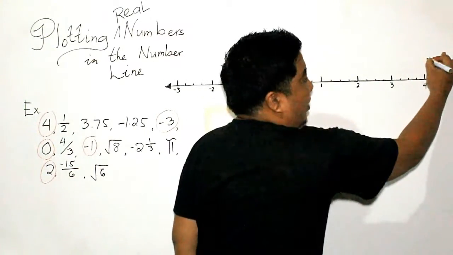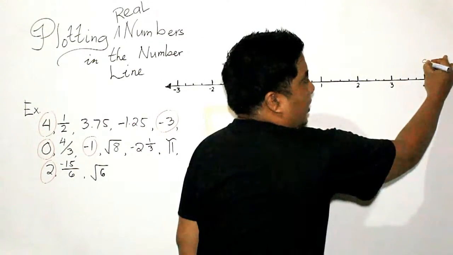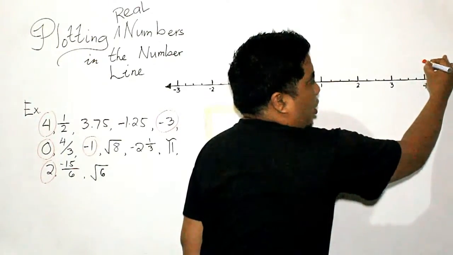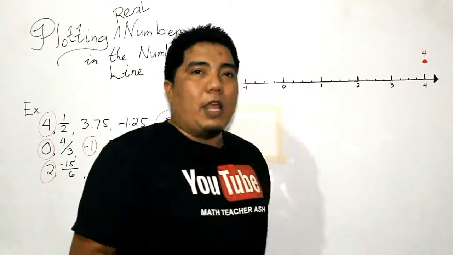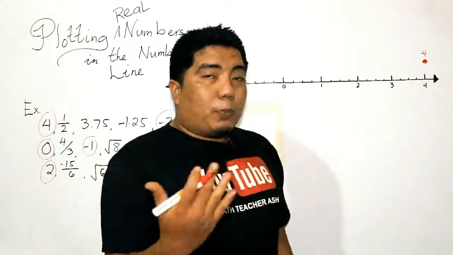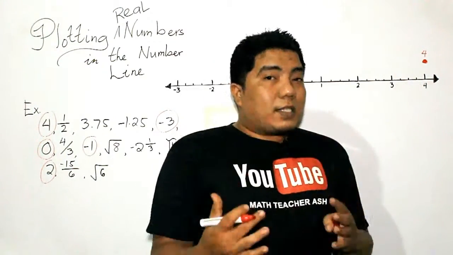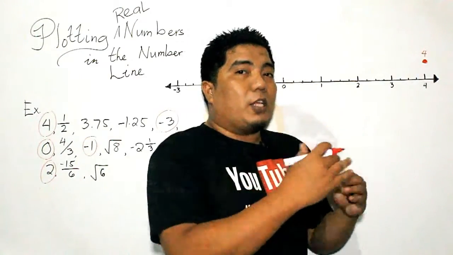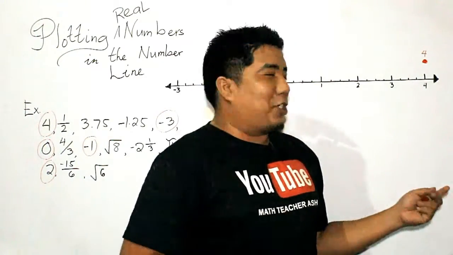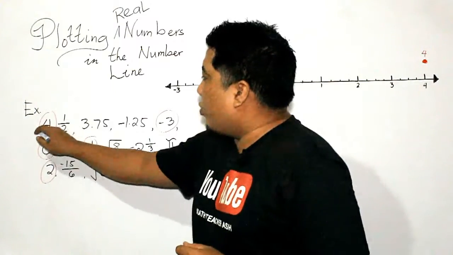4 is located here, of course, because that is positive. So that is the location of your 4. Now, your dot or your point can be placed on the number line. But in this case, I just put it above the number line so that you can see, my dear math learners. Okay, so we are done with 4.